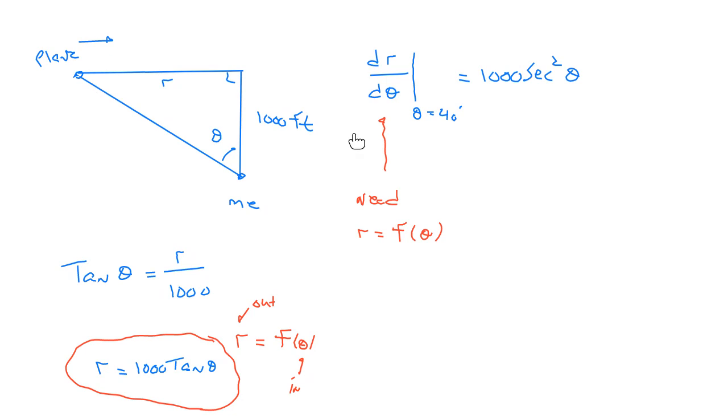So just to summarize, here's the sequence of steps. To find the derivative dr over d theta, get R to be a function of theta. Once you get there, use the rules that you know to find the derivative of that function. In this case, the function's 1,000 times tangent. The derivative of that is 1,000 times secant squared. Okay? All right. So next we put 40 degrees in. It says calculate the derivative dr over d theta when theta is 40.